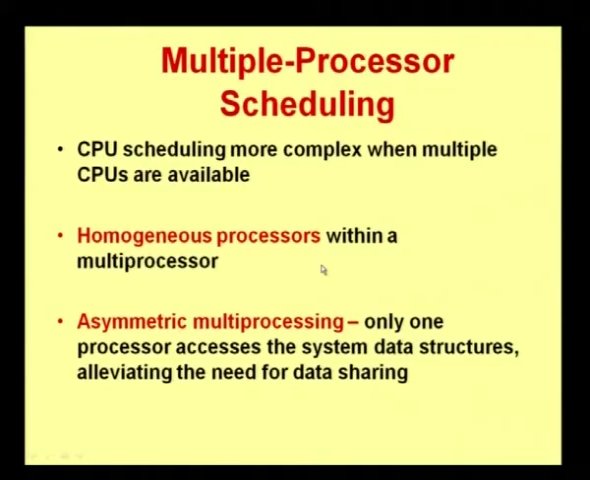Say for example, if you have a task and there is only one person to complete the entire task, he will take 6 days. If there are two people who are willing to complete the same task, who are equally brilliant, then it will take 3 days to complete the same task. So that is the advantage of using multiple processors. This multiple processor scheduling will be of two types. One is called homogeneous processors and the other is called asymmetric multiple processing. A homogeneous processor is a processor that has been kept within a multiple processor. In asymmetric multiple processing, only one processor accesses the system data structure, alleviating the need for data sharing.